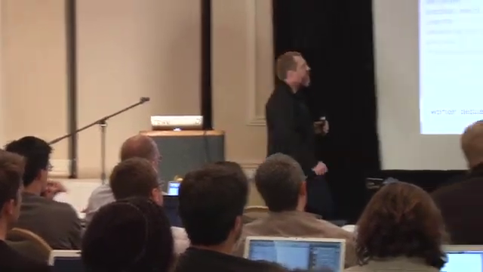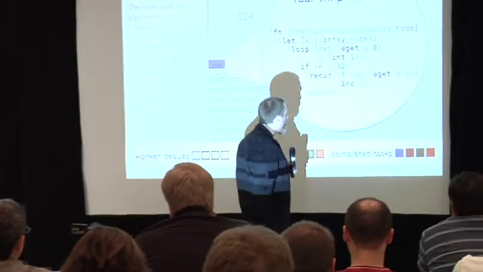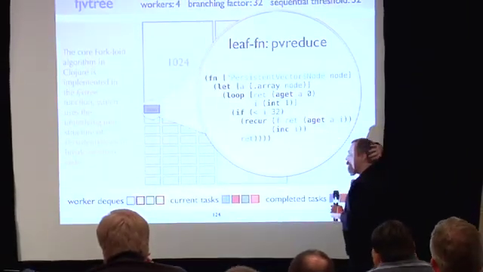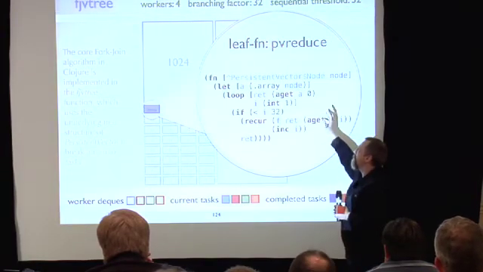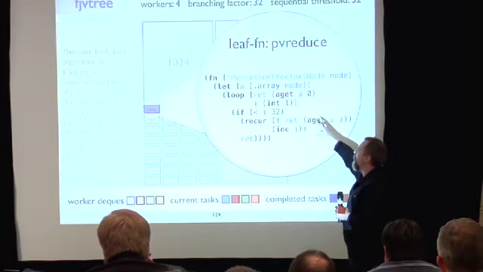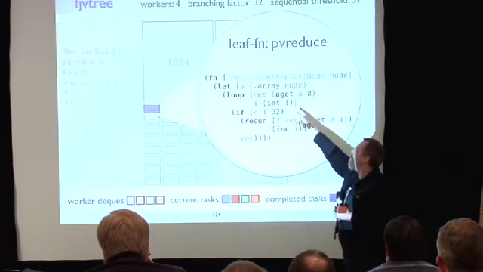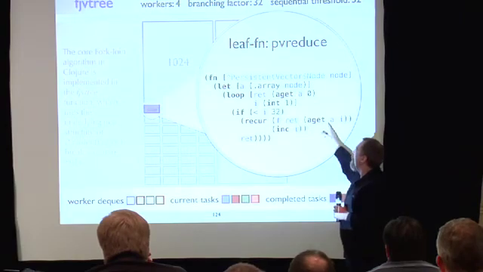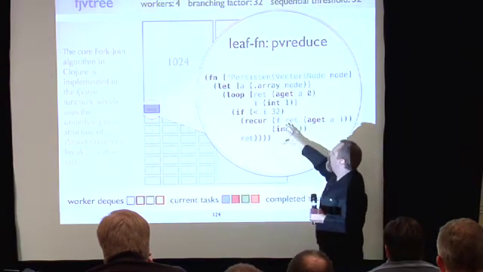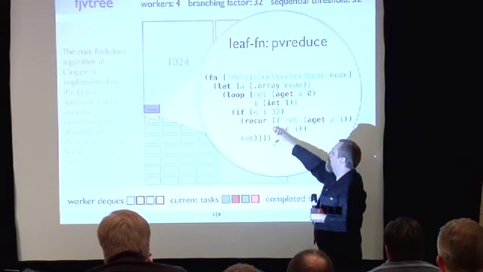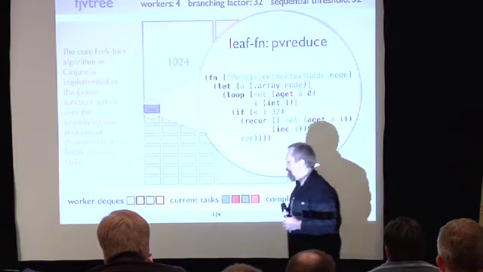Then PV reduce, the leaf node function for PV reduce, is actually doing a reduce. It's doing it with a loop and a recur, and that's just because we're dealing with the Java array for efficiency purposes. But it's going to loop through, it's going to apply that function to the return value from the previous loop through, with the second argument being the next value. So the output of this is going to actually be the single value that results from this loop. It's not going to be another node.